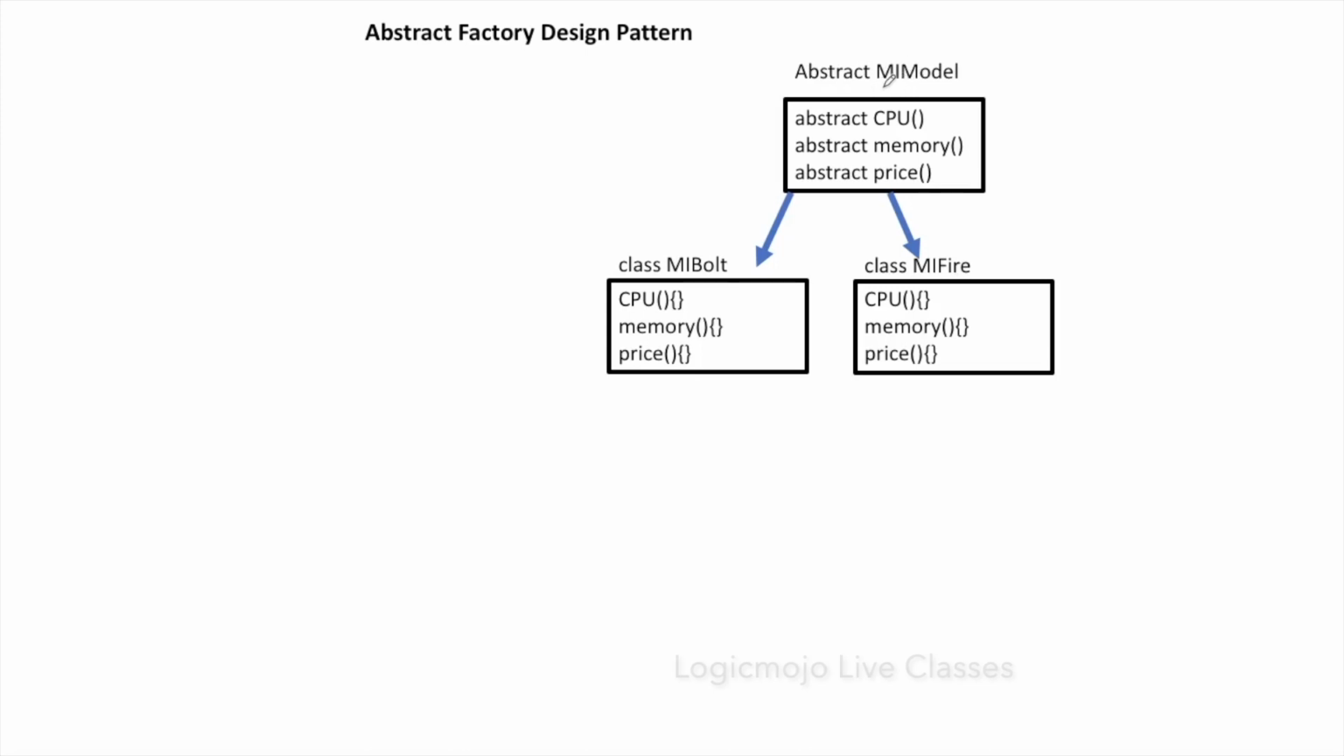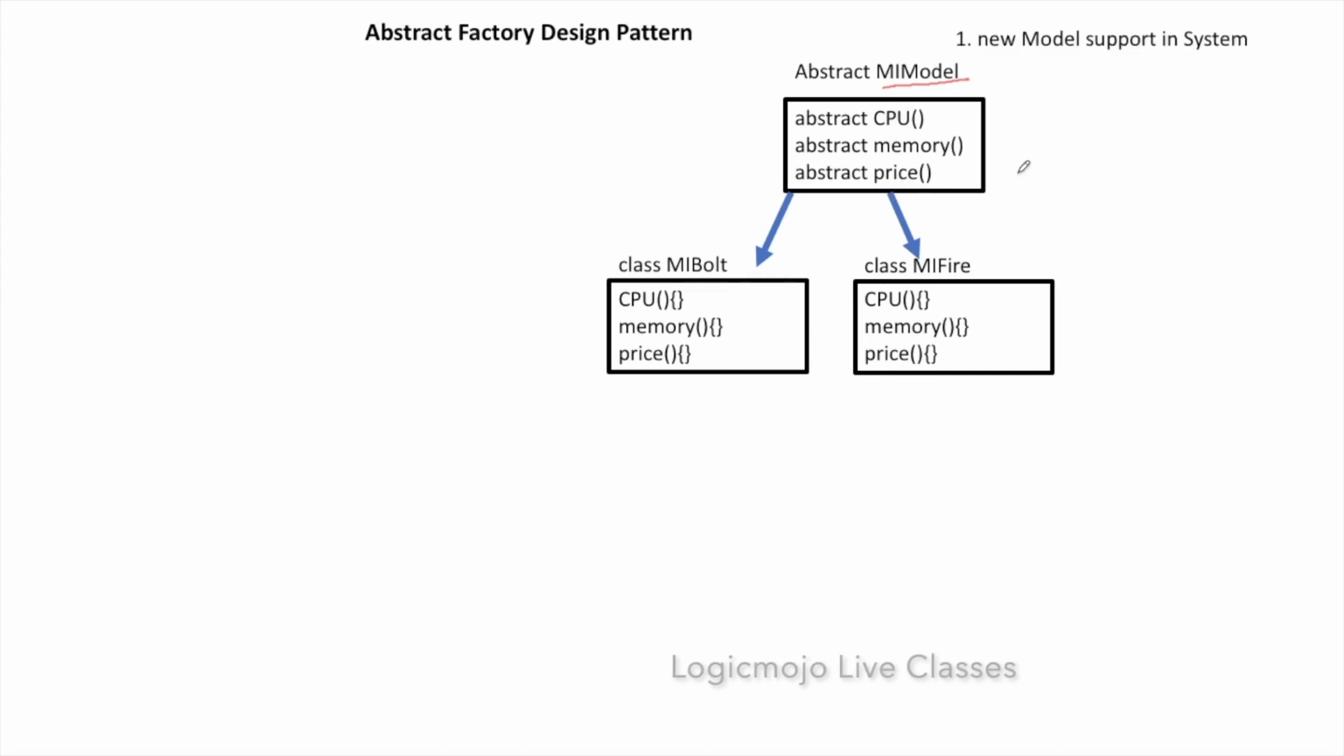We have the MI model abstract class, that is a parent class, and it has three different abstract methods. Then we have two different models of that parent class, that is MI Bolt and MI Fire. These two derived classes extend the parent abstract class, so they implement these three abstract methods differently in their classes.